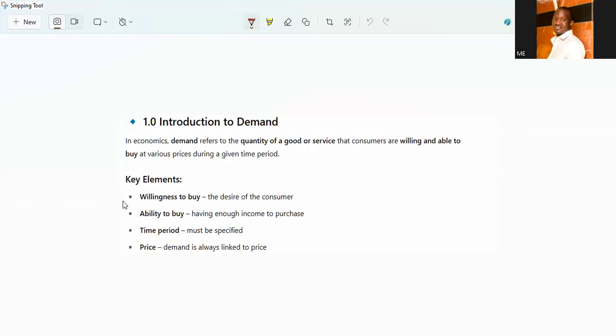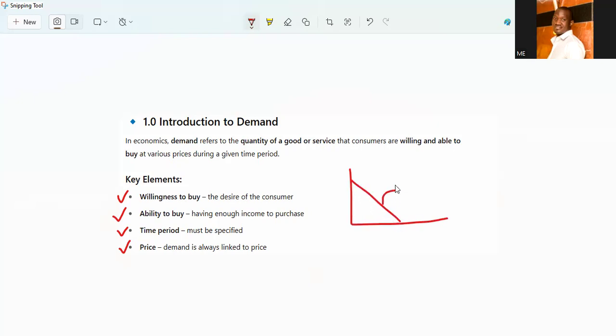So the elements that quantify demand are: number one, a person must be willing to buy. Number two, the person must have the ability to buy. Three, it must be within a specific period of time. And four, the price demanded must be linked to the demand. So demand is downsloping. It looks like this.